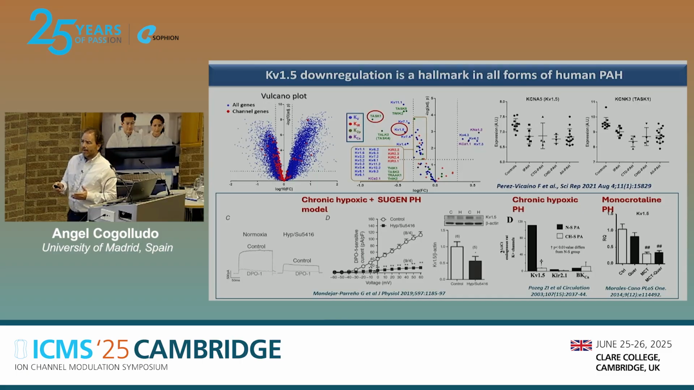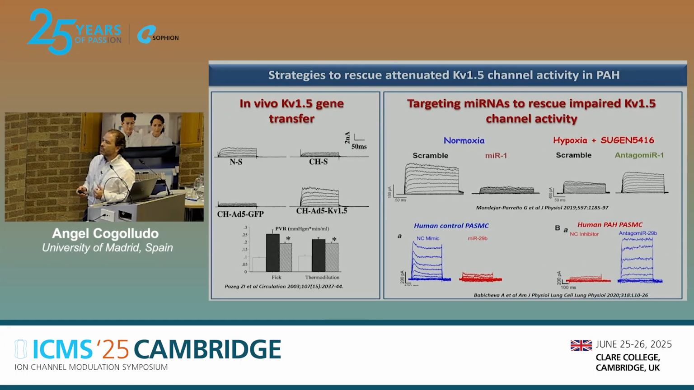And therefore, searching for strategies to try to restore this affected channel is of great interest for our group and others. So I'm going to show you some strategies that have been tested, like gene therapy with the KCNA5 gene, which was shown to be able to reverse the Kv1.5 channel downregulation in the chronic hypoxic model, and this was associated with attenuation of the pulmonary vascular resistance in these animals.